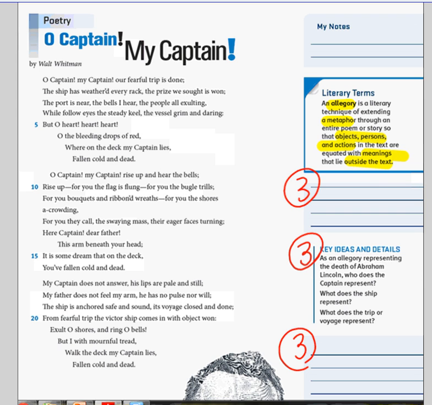Kind of an interesting tone. They finished something. They finished a trip, but they won something. Well, that's kind of positive. Probably do something about positive. I'd probably write that down.